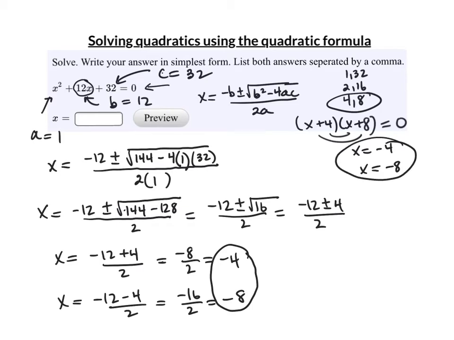Now again, if you can factor, factor. It's quick. The quadratic formula is really for problems that don't have real nice answers. And factoring is the quickest way to solve a quadratic if you can factor. Remember, when you punch this in, you need your two answers, -4, comma, -8.